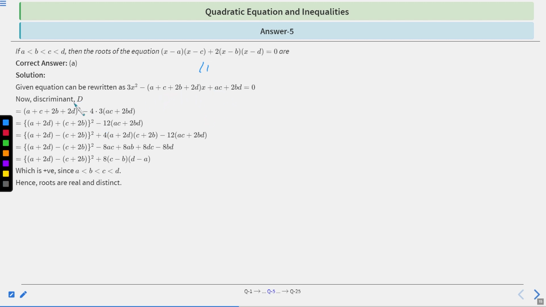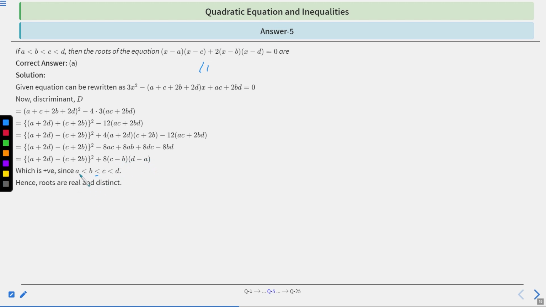Now let's check for discriminant. Let's check for discriminant D, which is B square minus 4AC, right? So A plus C plus 2B plus 2D whole square minus 4 into 3 into AC plus 2BD. After solving this and adjusting all the terms, we get A plus 2D minus C plus 2B whole square plus 8 C minus B into D minus A.